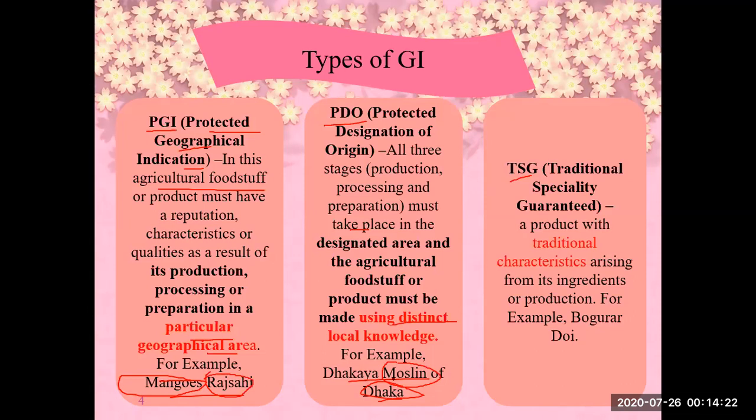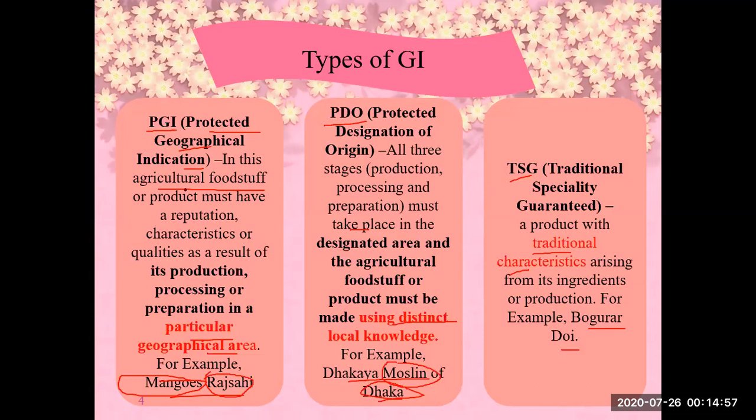and its production, processing, preparation, and all the materials are mostly found here. And the third one is called Traditional Specialty Guaranteed, which means some traditional characteristics will be present in that product. For example, Bogura's doi and Tangail's chom choms. That means due to tradition, the people of Bogura can make the best doi in Bangladesh, and the people of Tangail can make the best chom chom in Bangladesh. So their traditional knowledge is the best in the country.